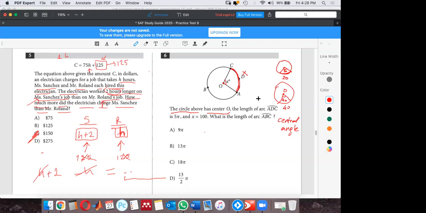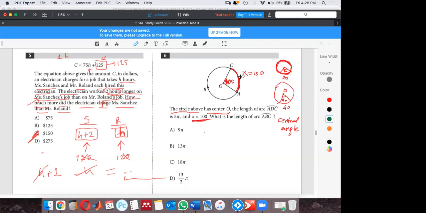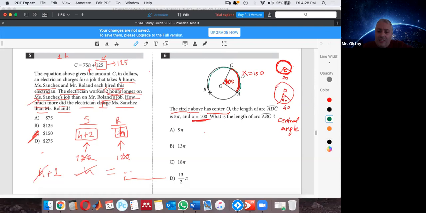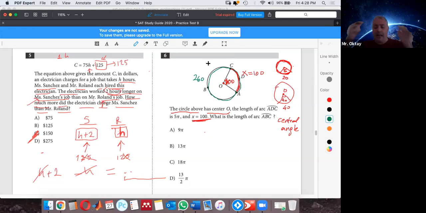Now, it says that if x is 100, let me write 100. So this is 100. Now, how many degrees is a total circle? Is this 360 degrees? Yes. So if this is 100, what is left? 260 degrees. Be careful. I haven't read the question yet. I am just quickly using my background information.